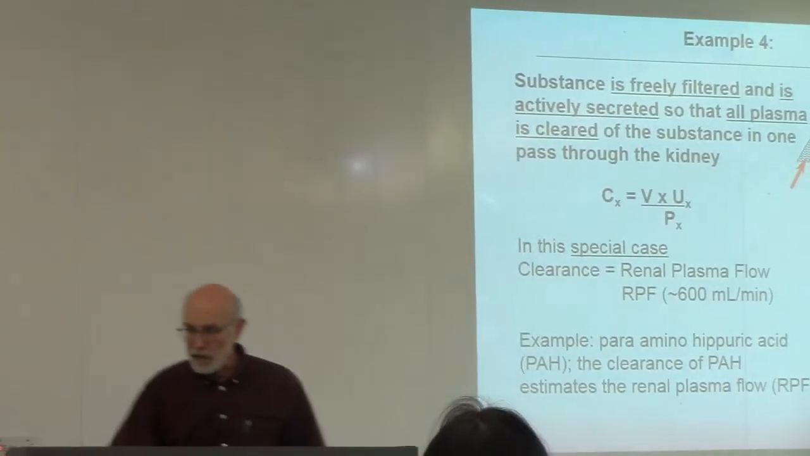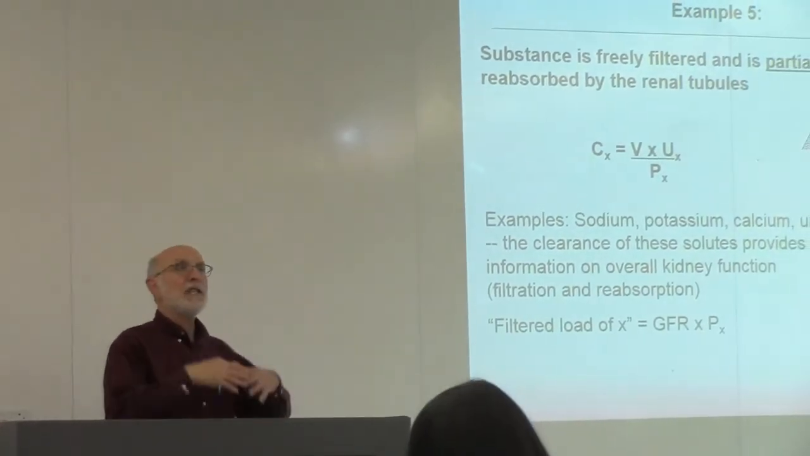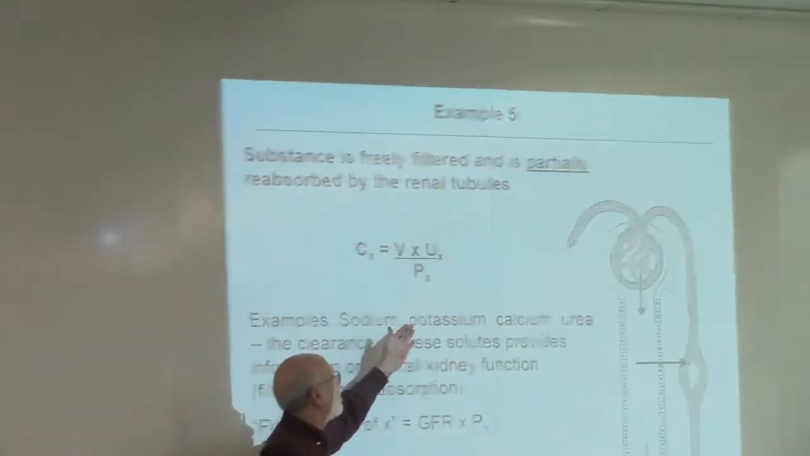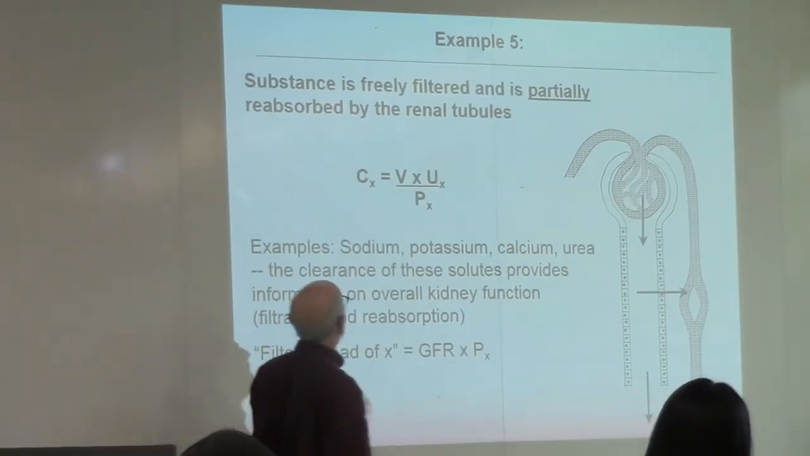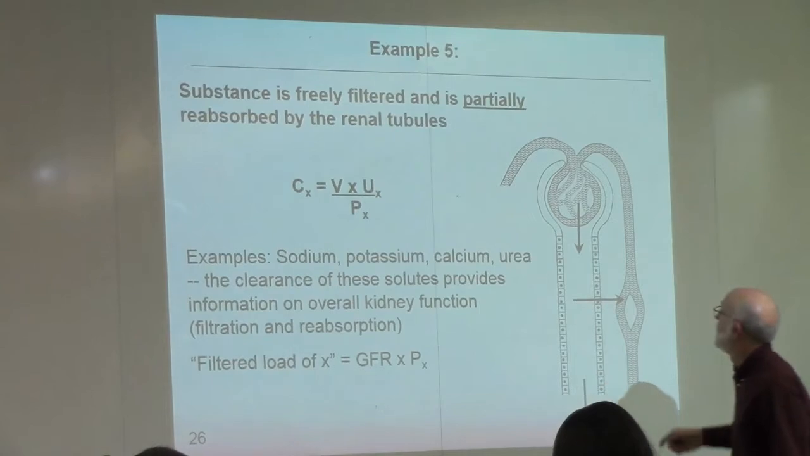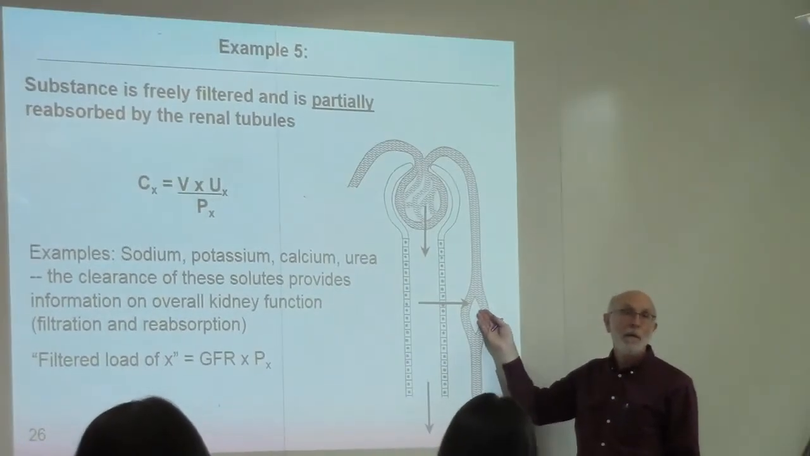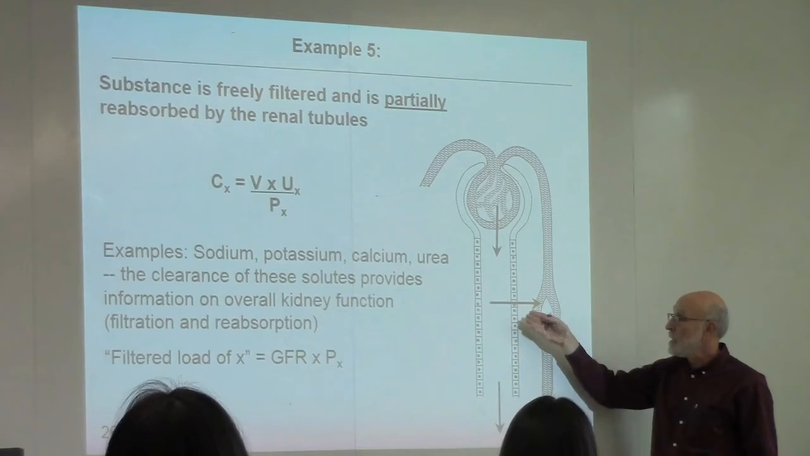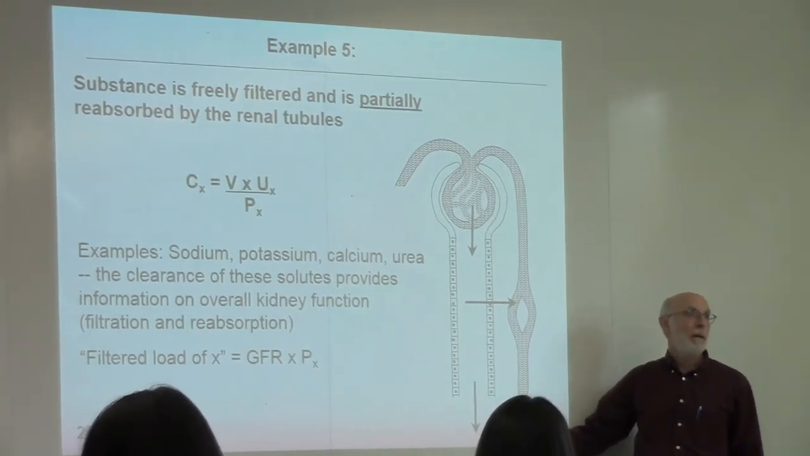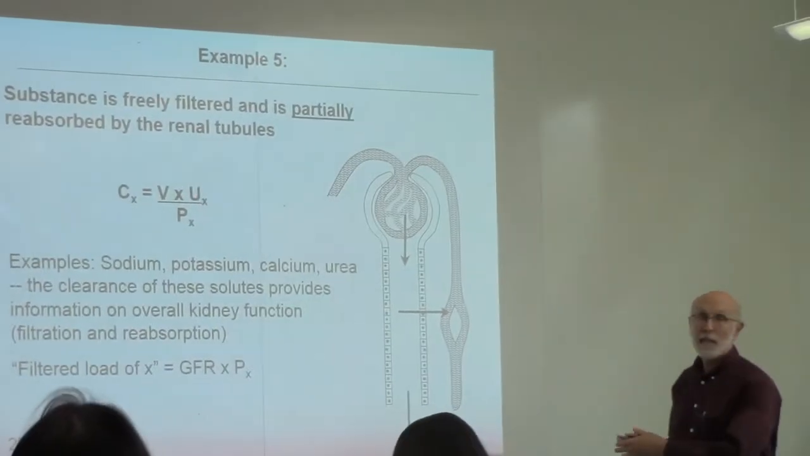Let's get to a generic case, and then we can back up to special cases if we want. Here is a generic case. We're talking about sodium, potassium, calcium, urea, normal things. Some of it is filtered, some of it is reabsorbed, some of it ends up in urine, and now we just use the equation to calculate its clearance.